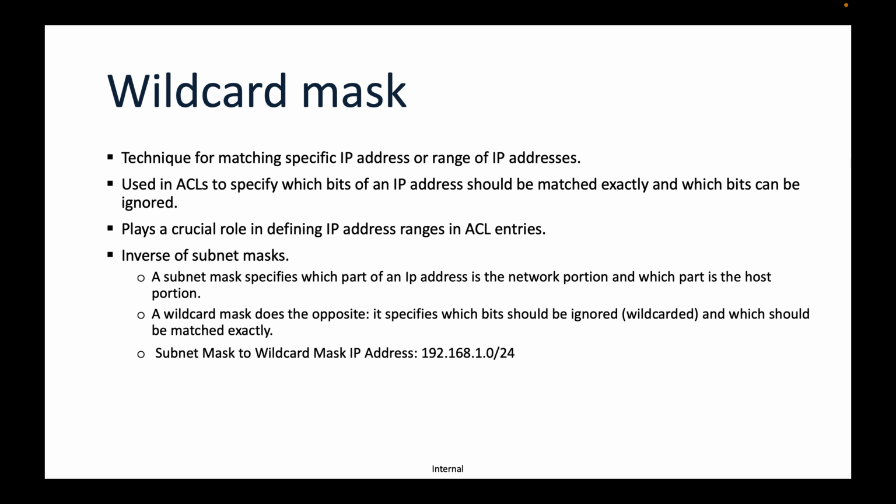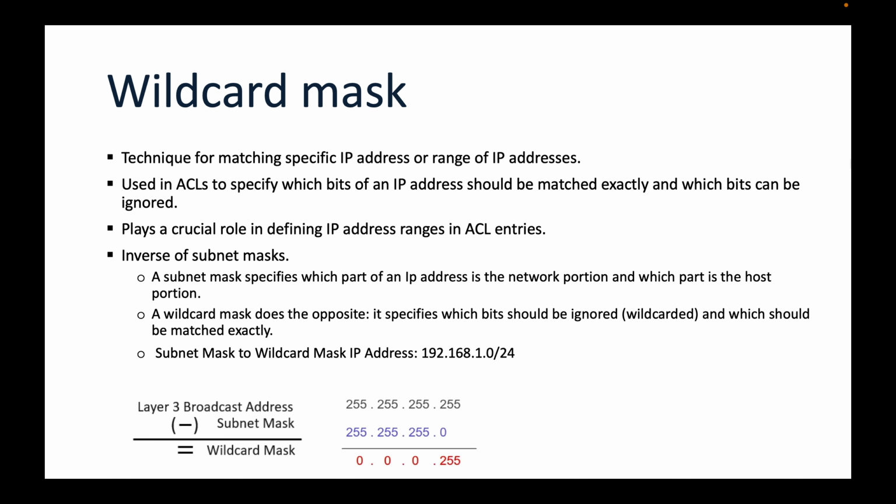Let's take an example. Before we take the example of 192.168.1.0/24, let me share one formula to calculate wildcard mask. What you have to do is take the broadcast address, that is 255.255.255.255, subtracted by the subnet mask. In this case, we have the subnet mask as /24. In the decimal dotted format, it's 255.255.255.0. So subtract your subnet mask from the broadcast address and you get the wildcard mask. It's that simple.